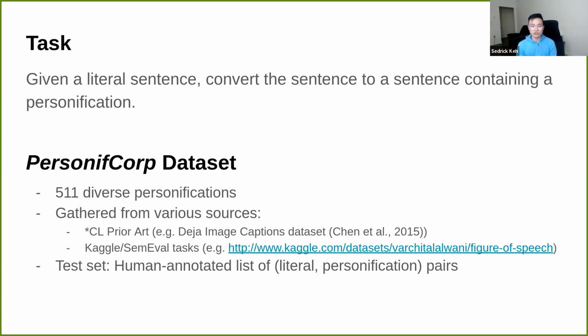And we also use Kaggle or SemEval tasks. There's a lot of datasets here, which contain figurative language. And so we can filter out those datasets and look specifically for personifications. And so using these two main sources, we then compile them and gather our PersonifCorp dataset. For our test set, we want these test sets to be very high quality examples. And so we give some humans a list of personifications, and we ask them to generate a list of literal and personification pairs.